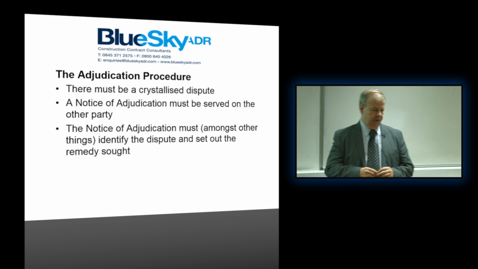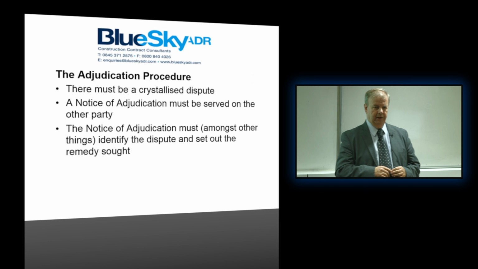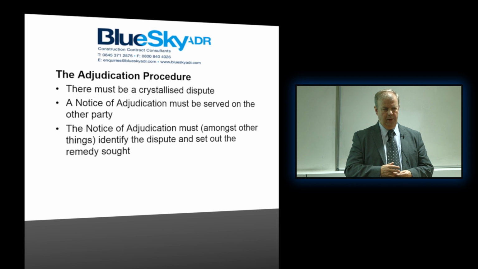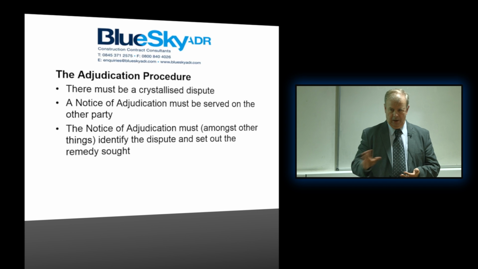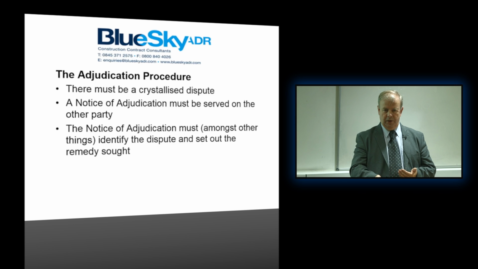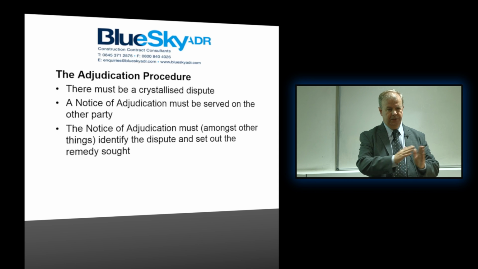So going back to the procedure, the first thing is there has to be a crystallised dispute before you can even go to adjudication. By a crystallised dispute, what that means is that you can't just say to somebody on day one, oh, by the way, you owe me £2 million without any other reference, and then say, if you don't pay me the £2 million, I'm going to go to adjudication tomorrow. Because the other party would say, well, what is the £2 million? What's it all about? I don't understand it. So you have to have some dispute crystallised.